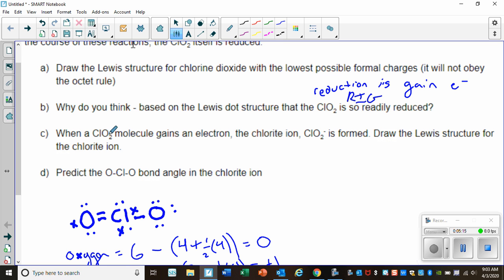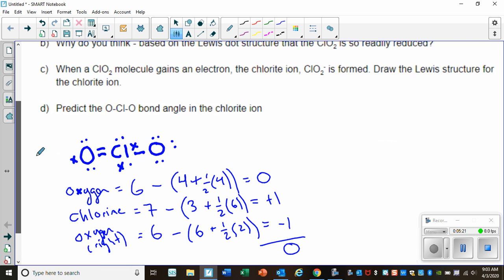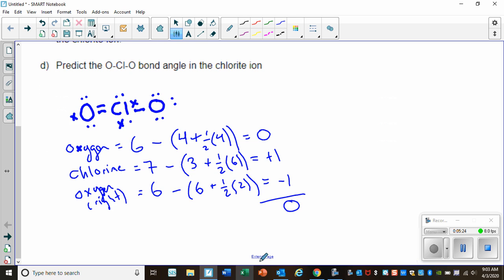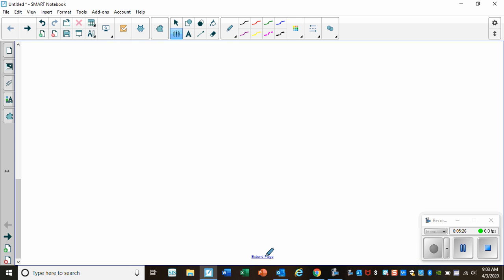In the event that it does gain an electron, we get the chlorite ion, which is a lot more stable. And if we think about that, we can scroll down here. So the ion, ClO2 but with that -1 charge, most of this is the same.